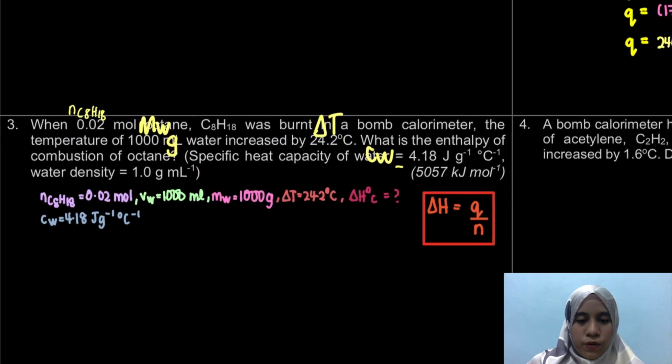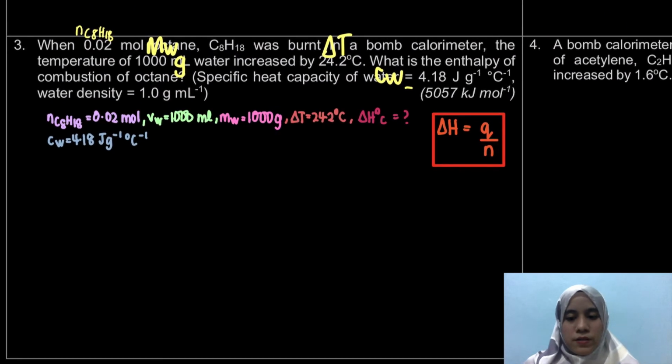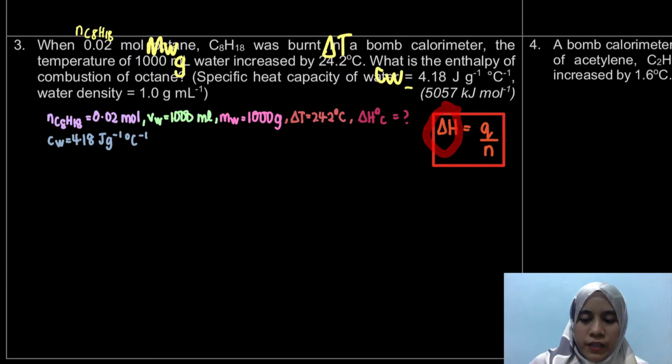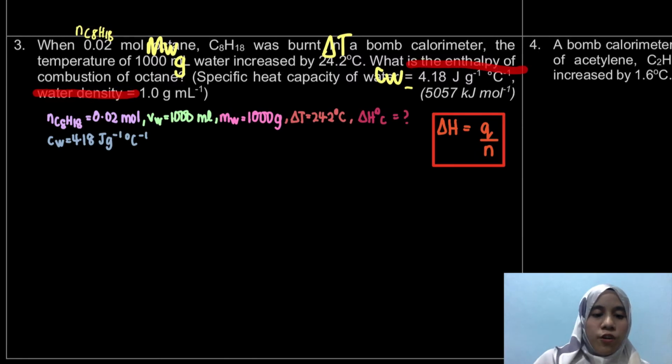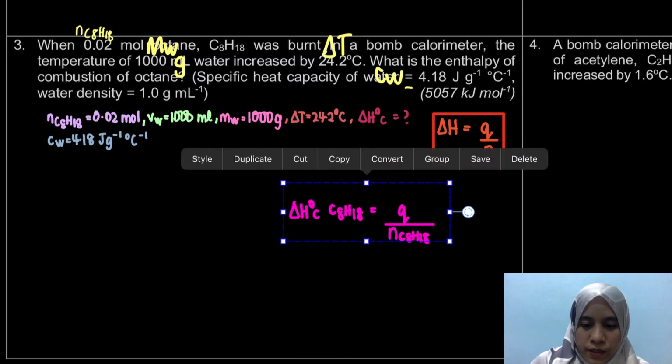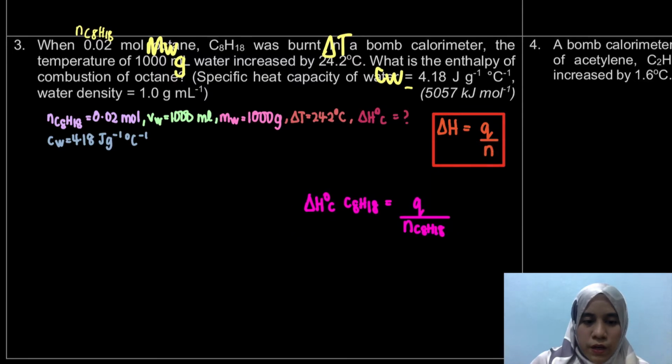So for this question, how do we answer it? To determine the enthalpy, we have to find the heat released first, then find the number of moles. In this case we're talking about combustion, the combustion of octane. So the formula, which I'm going to write at the side, is delta HC of octane C8H18 equals the heat released divided by the number of moles, which must be the number of moles of octane itself. Now what we need to find out is my Q.